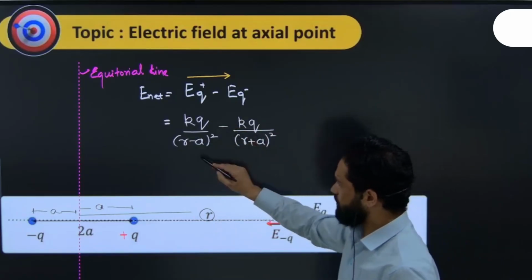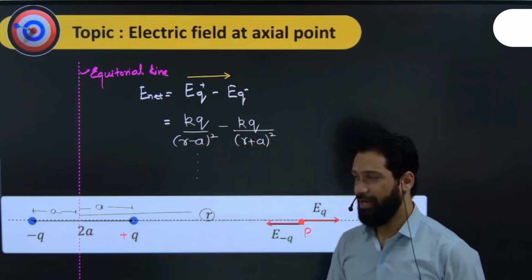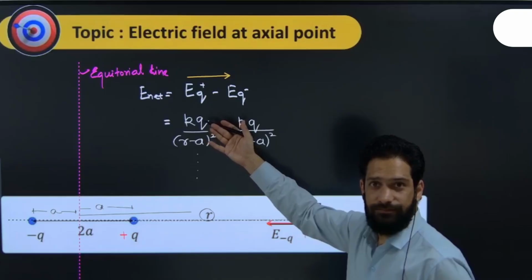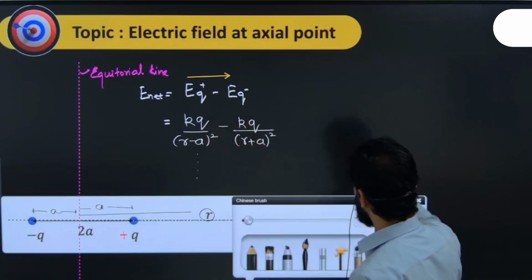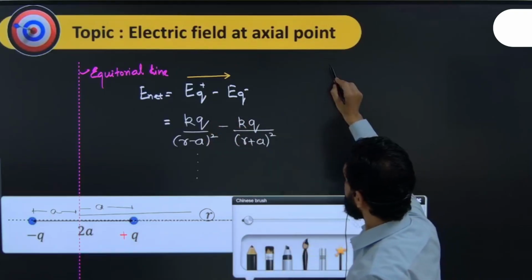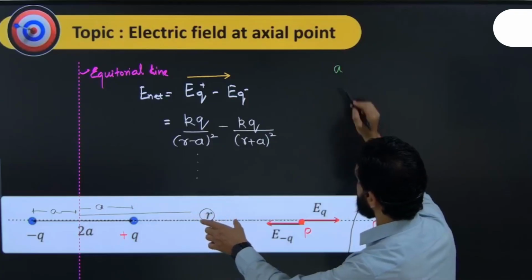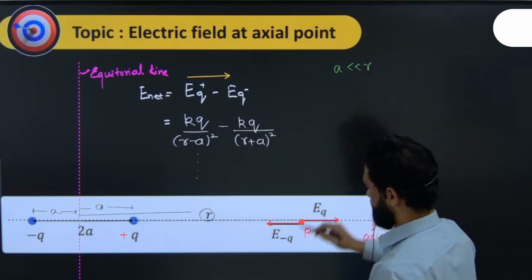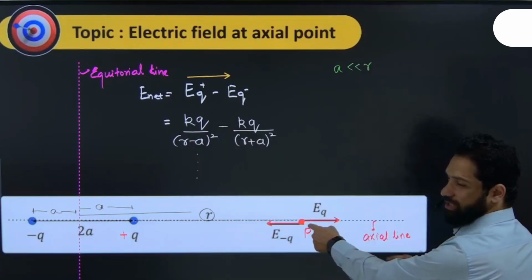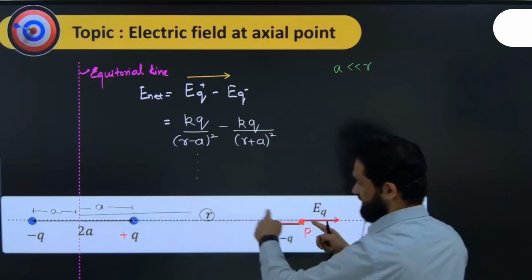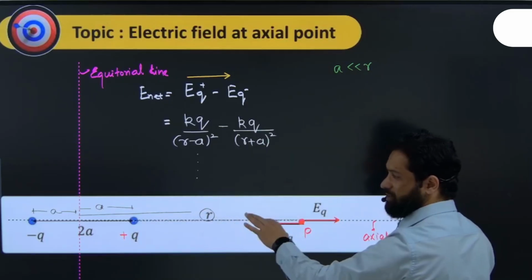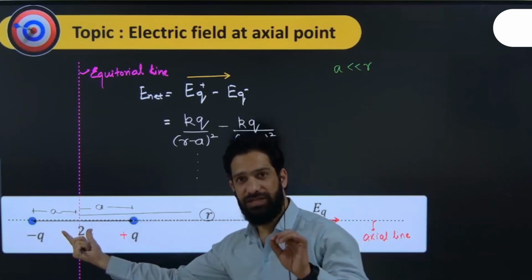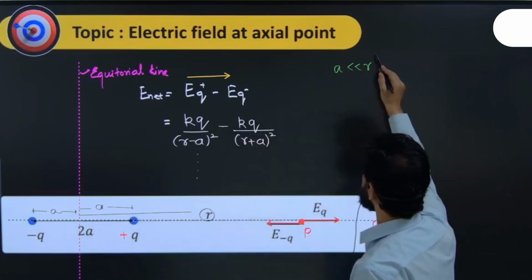Now when we do the calculations, I am just skipping those calculations, you can try it by yourself. We get some result, and even in that result, if I take this distance a, or this 2a, to be much less than r, I mean the distance of this point from the center of the dipole, this r distance is much greater than the length between the charges, or the dipole length. That type of dipole is called a short dipole.